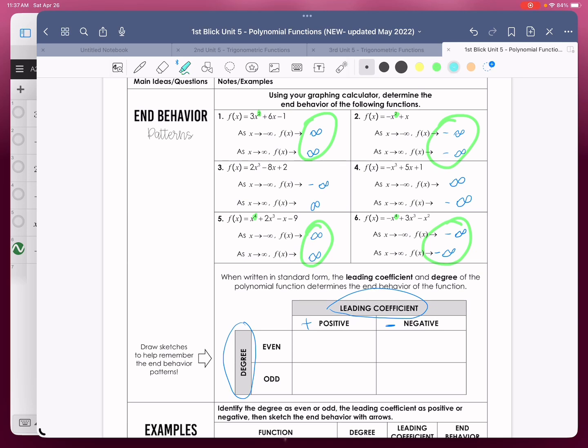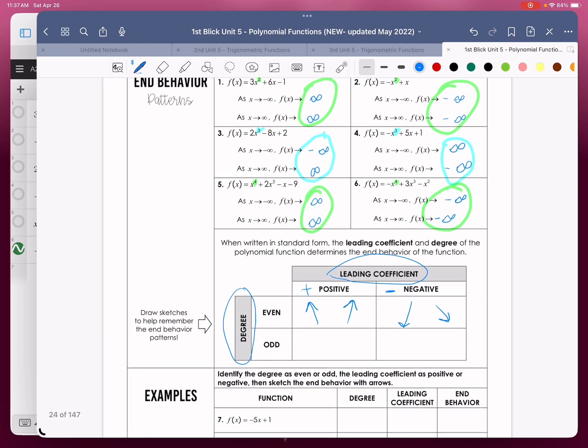Whereas, if you look at the ones with the odd, they both went opposite directions. So that's the first conclusion. And what we're going to say is if the degree is even, they're going to go the same direction. If it's positive, both ends go up. If it's negative, both ends go down.